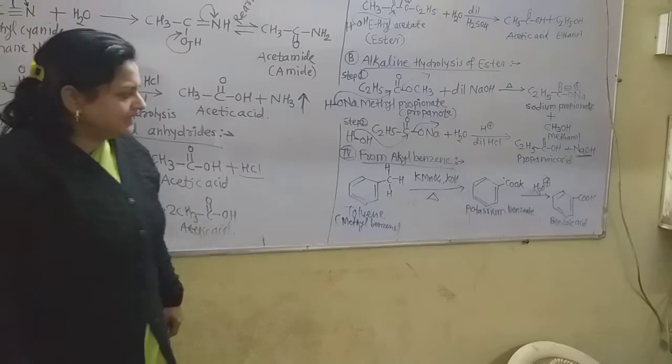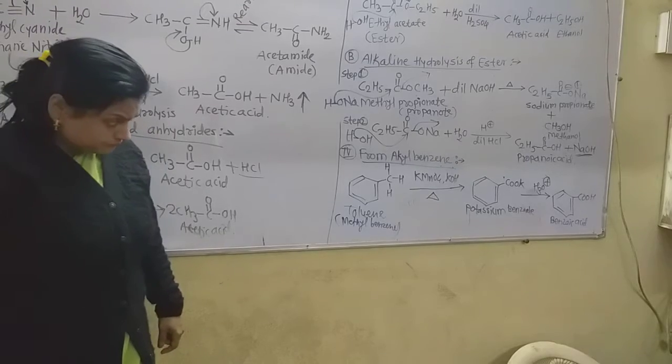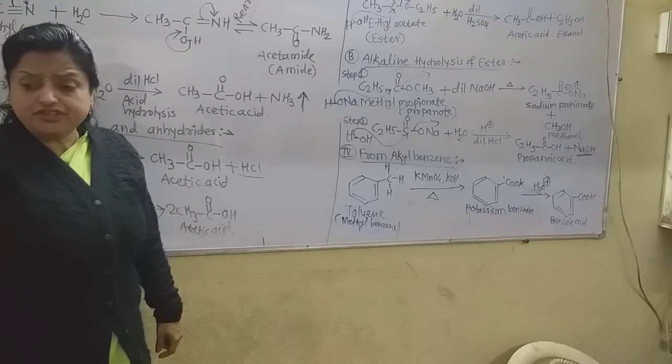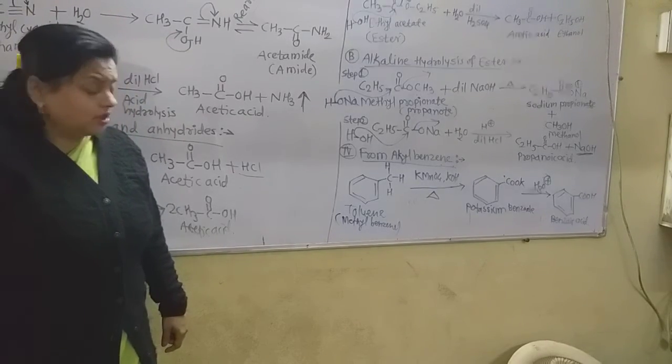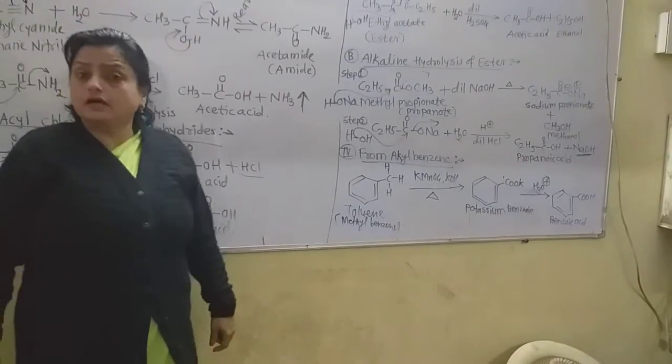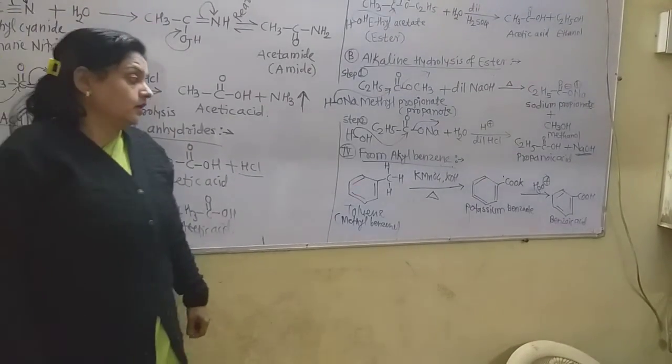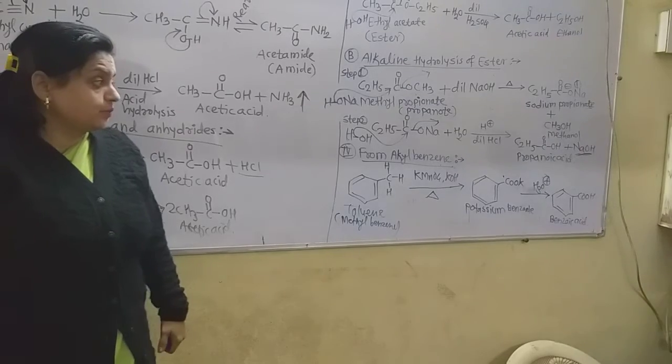Toluene, that is methyl benzene. Now in methyl benzene, when we use KMnO4, alkaline KMnO4 is used for that. That is the potassium.